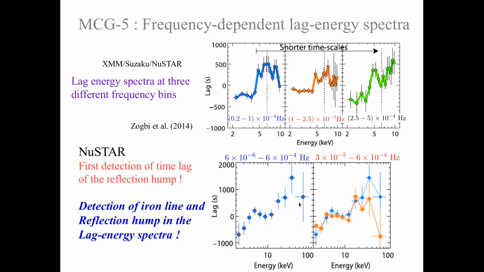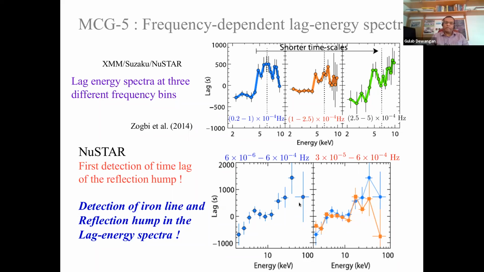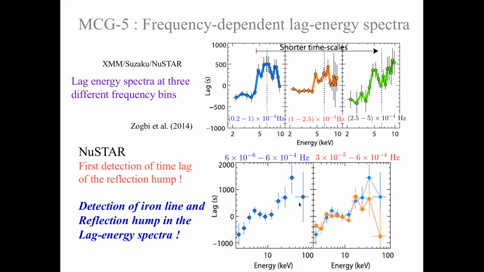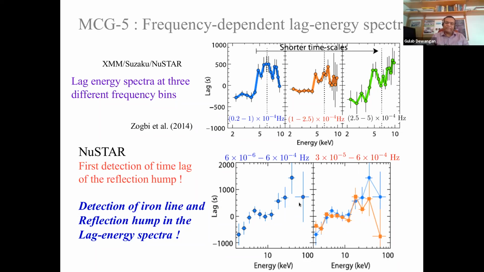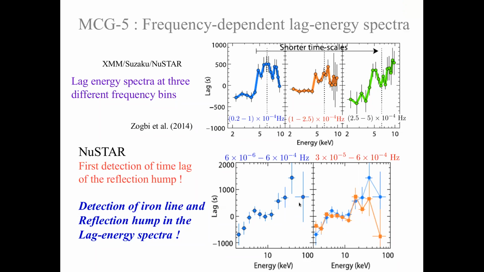Gulab, yes. I have a question. I'm not sure if I have understood it correctly. For the short time variability, the soft photons are lagging. Is that correct? Yes, for short time variability, the soft photons are lagging, and that's because of the reflection, because it takes some time. Right? That's correct.